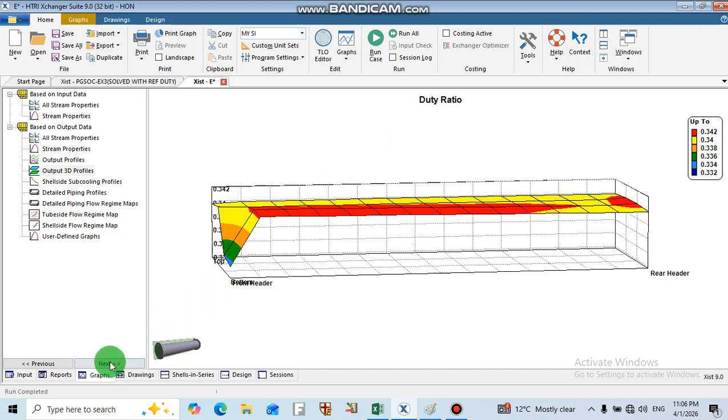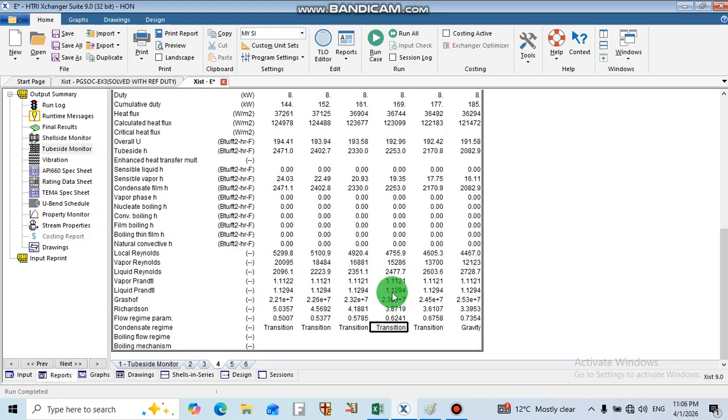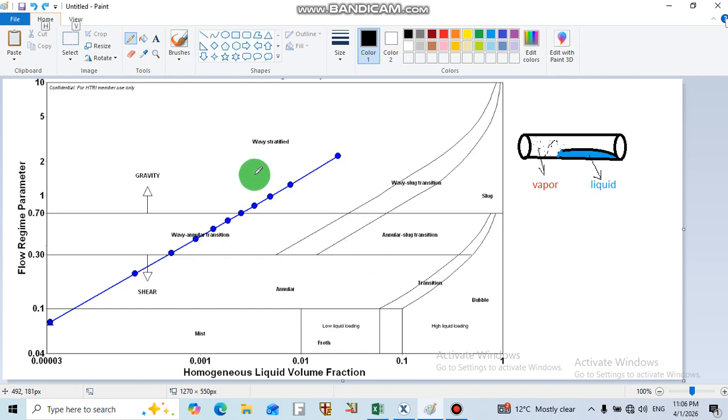In this part, we are going to take a look at how we can make sure that our flow regime on the tube side is not in the gravity region. So we need to learn the concept behind the gravity region and shear flow region, then solve this kind of issue on the tube side. So let's jump into the concept, learn the reason behind the gravity flow region, and then solve this problem in HTRI software.